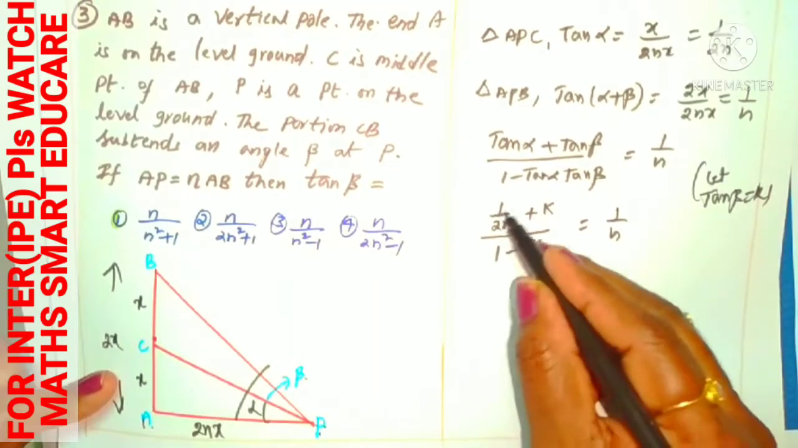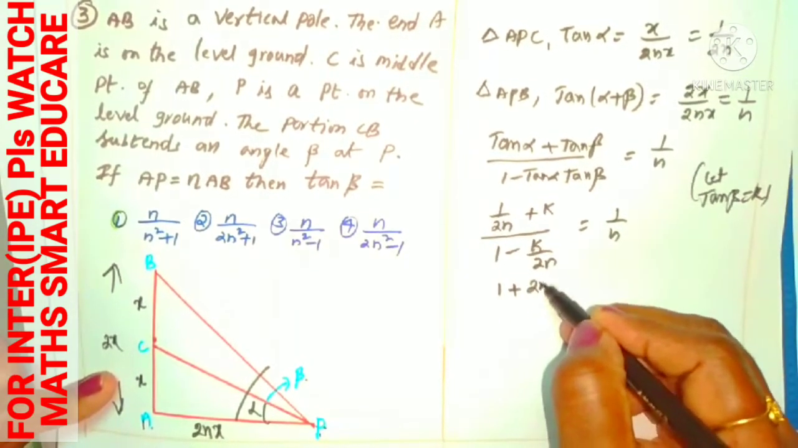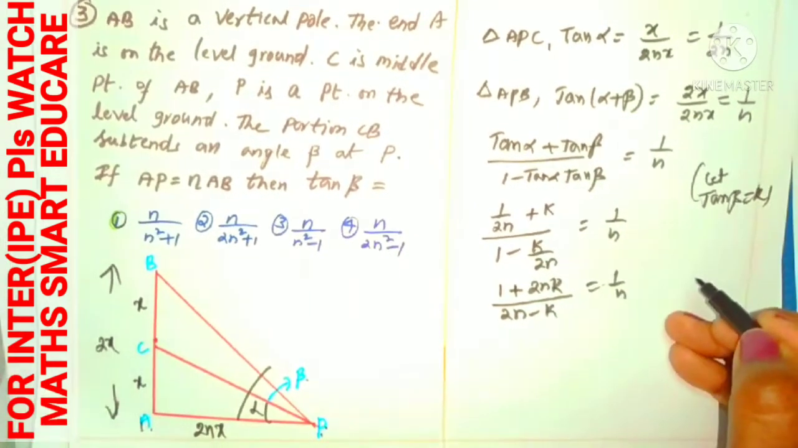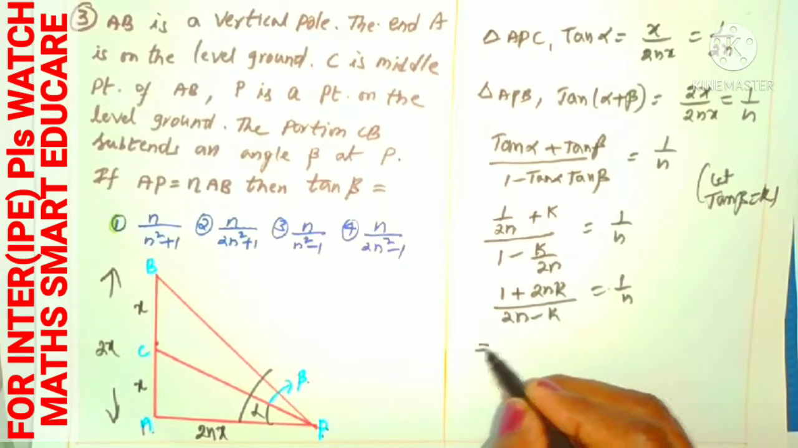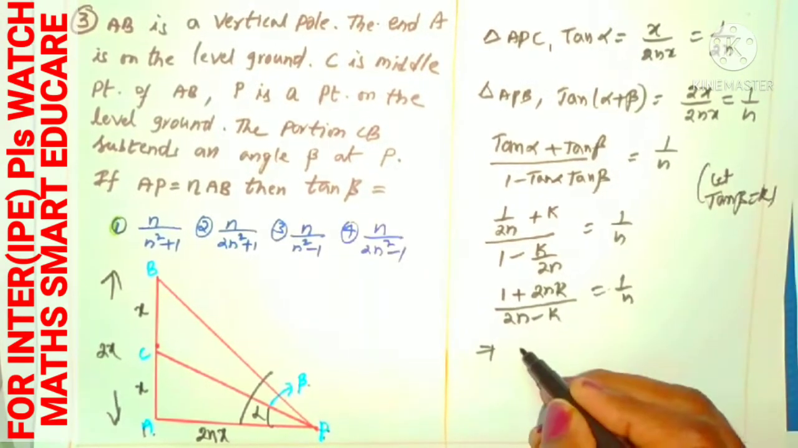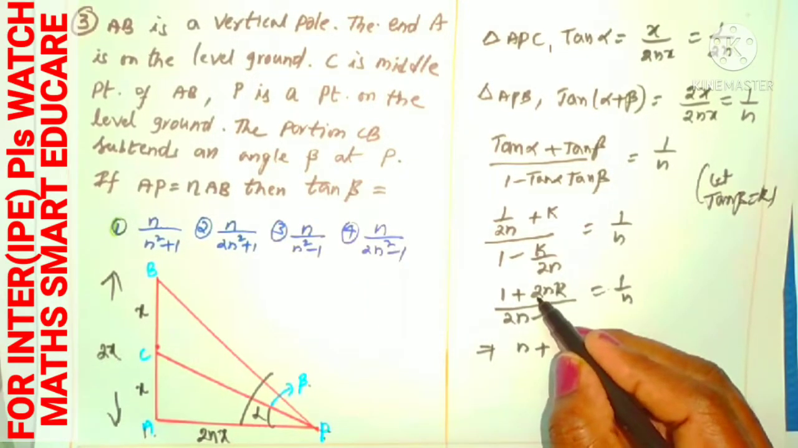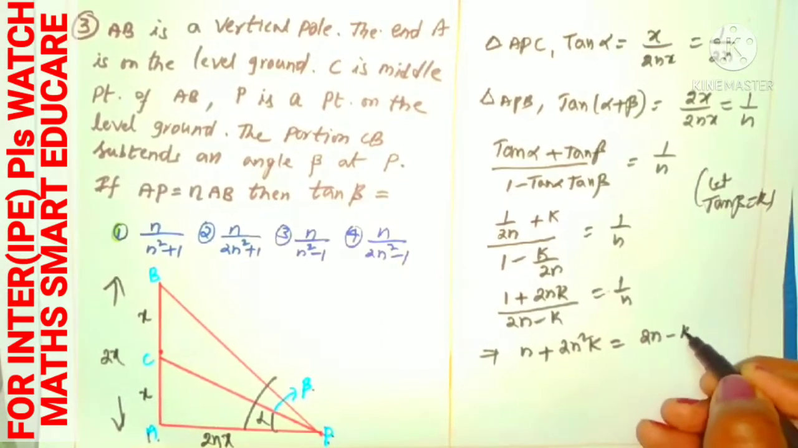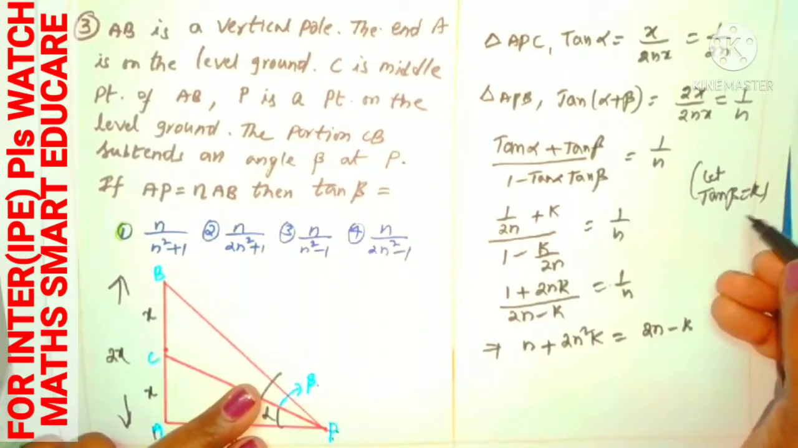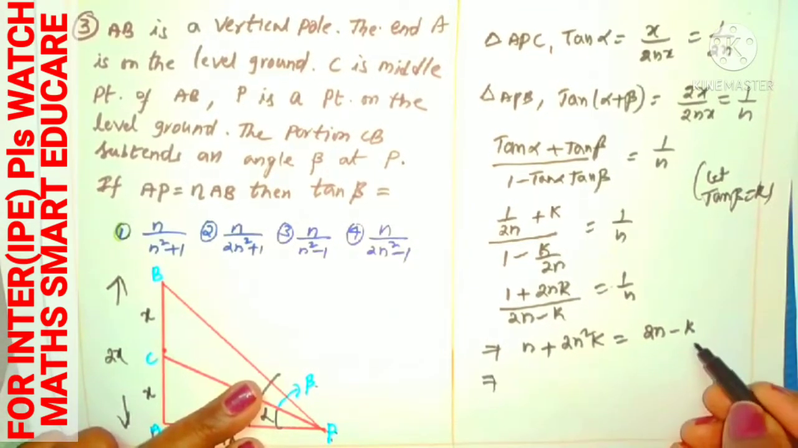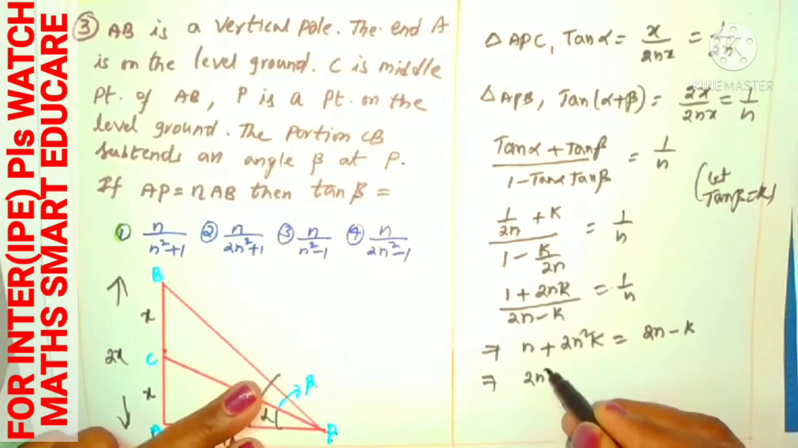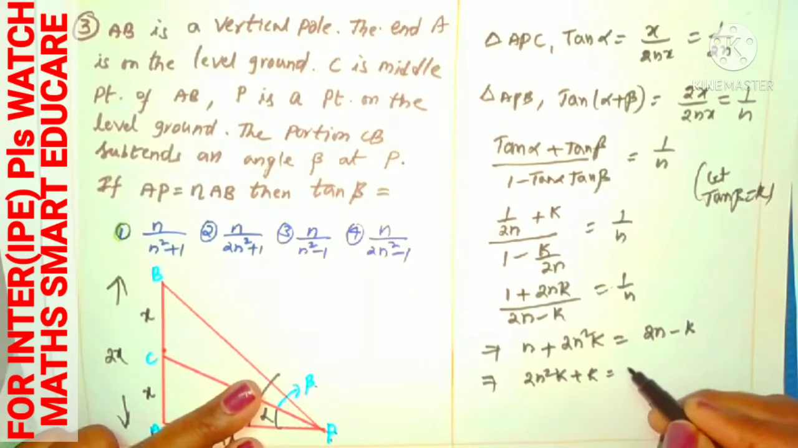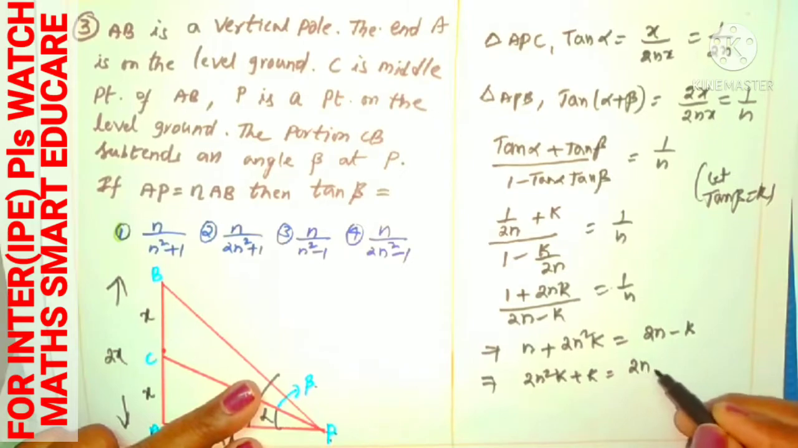Now what is the LCM? 2n is the LCM. Here what will come? 1 plus 2nk in the numerator, by denominator 2n minus k, equals 1 by n, right? Now take the cross multiplication. By cross multiplication, n into 1 plus 2nk, that is n plus 2n square k, equals 2n minus k. We want k, which is tan beta. To find k, I am taking the k terms to one side: 2n square k is already on the left side, plus k when we take it to the left side, and 2n minus n becomes n on the right.